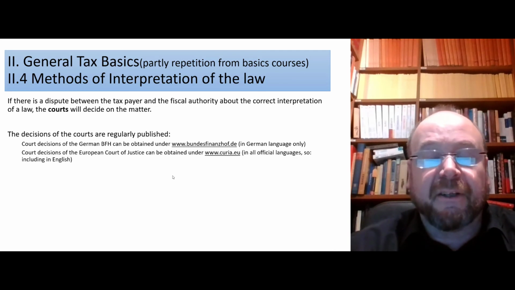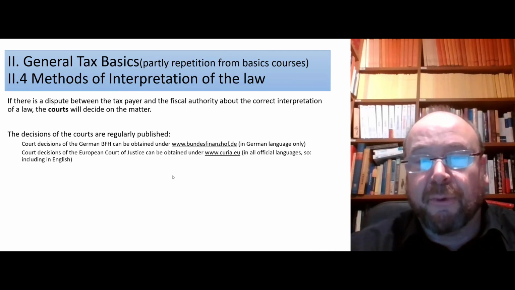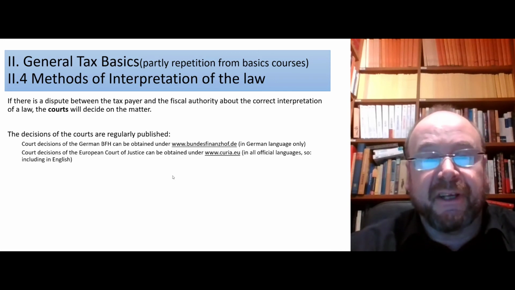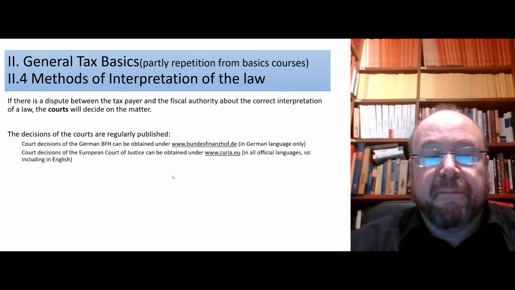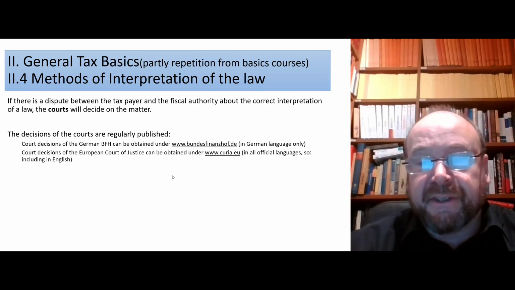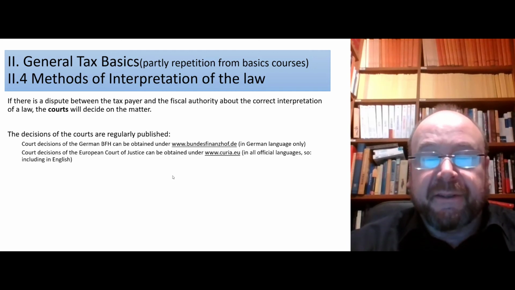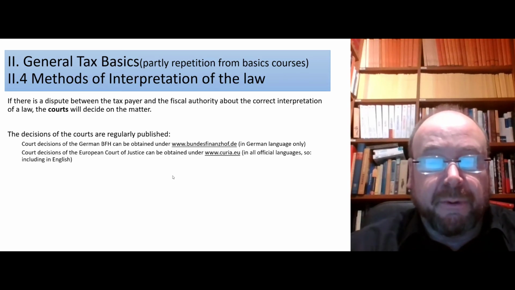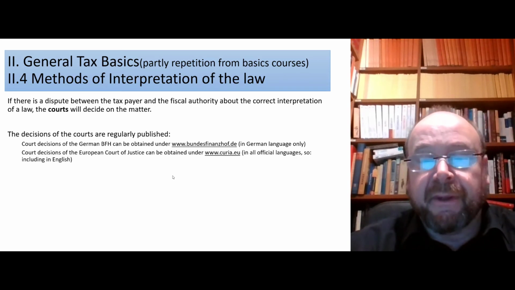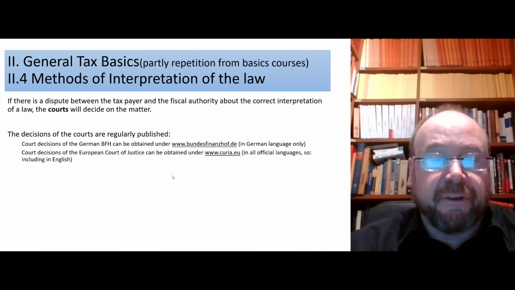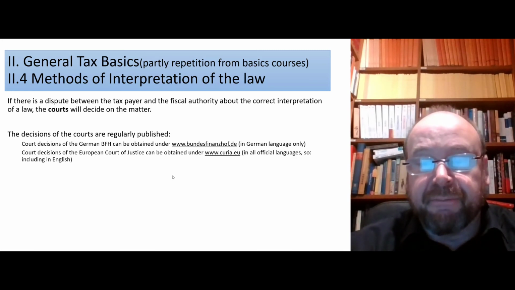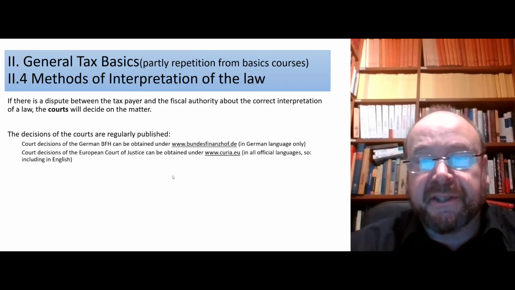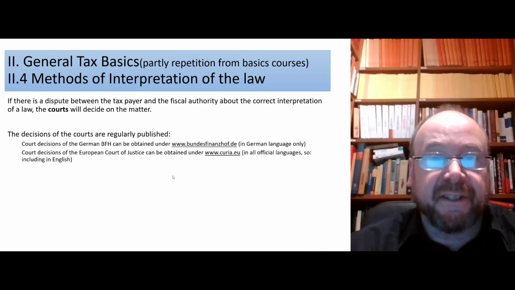So you would need arguments which nobody else ever brought forward before you in order to convince them to change their mind. The same applies to court decisions of the European Court of Justice. Also, they are published. You can get them under the homepage www.curia.eu, in all official languages, so including in English. Whereas naturally the Bundesfinanzhof, as a German national institution, only publishes its decisions in German.